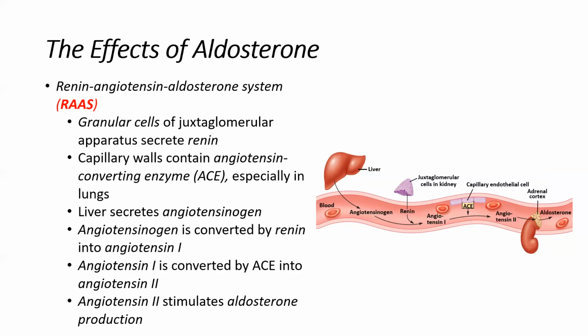Now, angiotensin 1 is going to be converted into angiotensin 2 by the enzyme called ACE. So ACE stands for angiotensin converting enzyme, and it's an enzyme made by our capillary endothelial cells. And when angiotensin 1 comes into contact with ACE, it's converted into angiotensin 2. Now, angiotensin 2 is what directly stimulates the adrenal cortex to make aldosterone. Okay, so this is what we mean by the renin-angiotensin-aldosterone system, right? Renin activates angiotensin 1, activated to angiotensin 2 by the enzyme ACE, and then angiotensin 2 stimulates the adrenal cortex to make aldosterone.